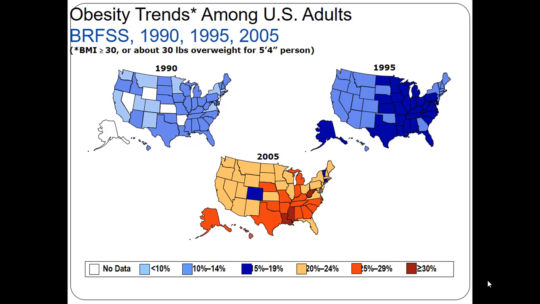to 30. You can see that in 1990, up in the upper left, no state had more than 14% of the population with BMI greater than or equal to 30. By 1995, many states had 15 to 19% of their population considered to be obese, and no state had an obesity prevalence of less than 10%. By 2005, several states had an obesity prevalence of over 30%, while only a few states had an obesity prevalence of 15 to 19%.